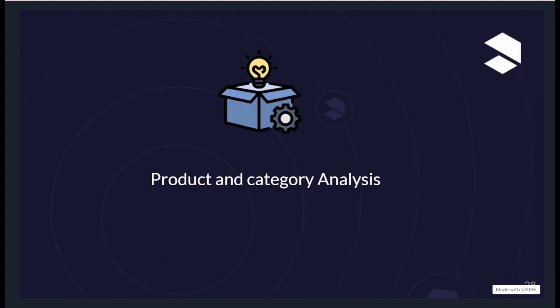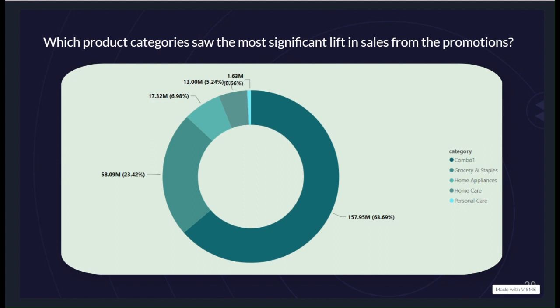Now our third analysis is product and category analysis. Here the first question is: which product categories saw the most significant lift in sales from the promotion? In this report you can see the output that combo 1 is the highest performing category, and then grocery and staples, and so on.